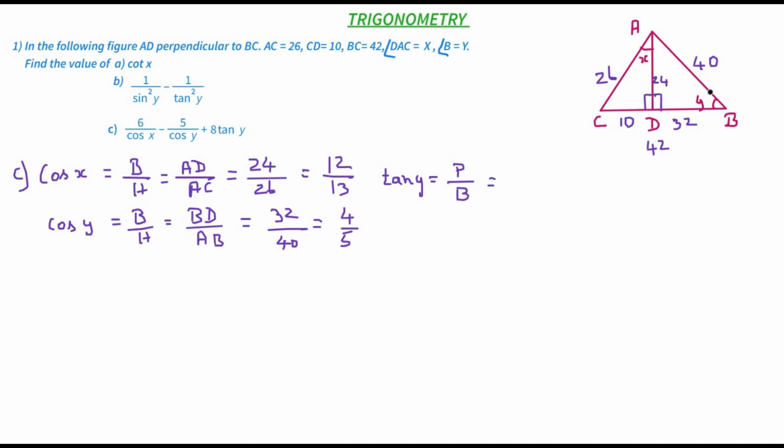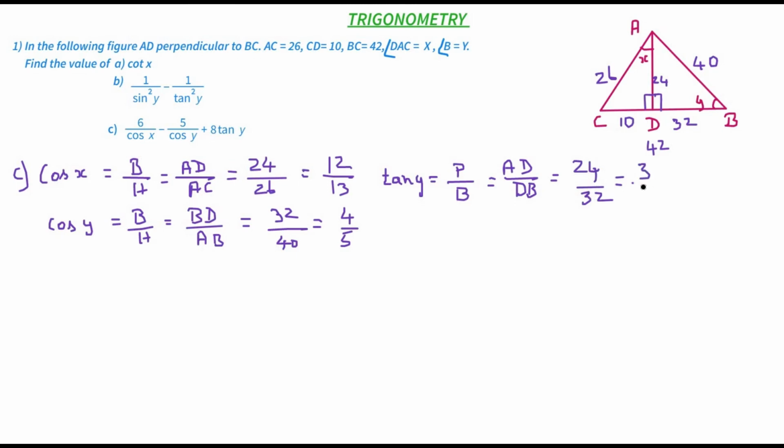Since it is with reference angle y, our perpendicular is AD and our base is DB. So AD by DB. So same thing we will get. So what is our AD? 24 by 32. So 24 by 32 can be further reduced. Both are divisible in 8 table, right?